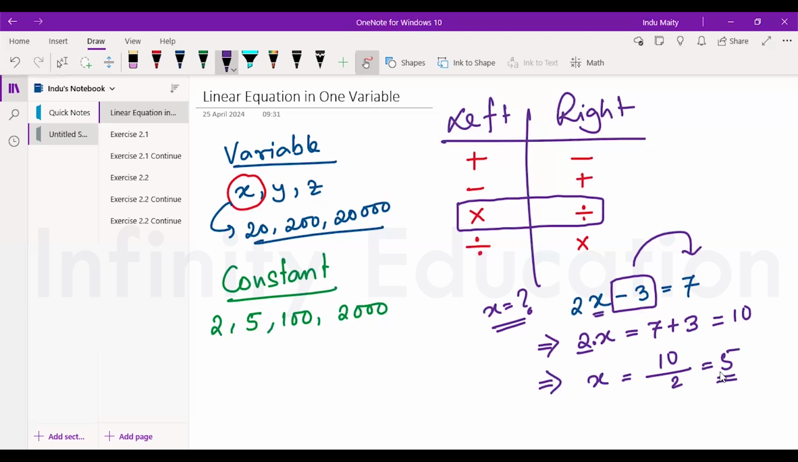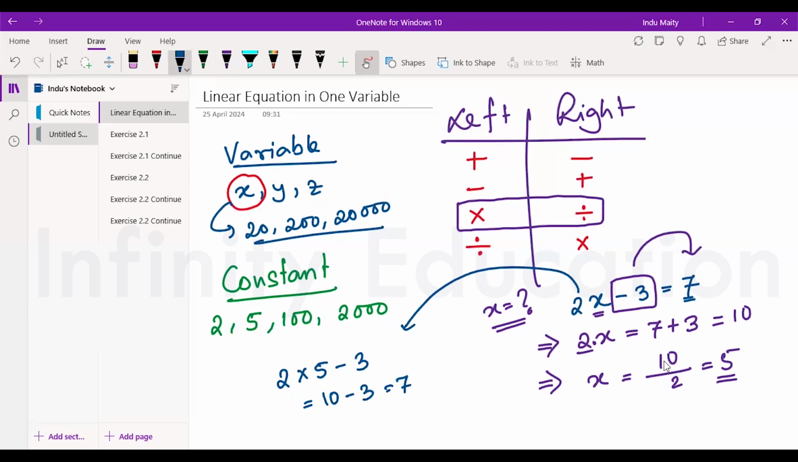Now, just to cross-check whether the calculation we have completed is proper or not, we can put the value in the equation: 2 into x is 5, minus 3, which is 10 minus 3, which is 7, which is on the right side of the equation. So we have done it properly.